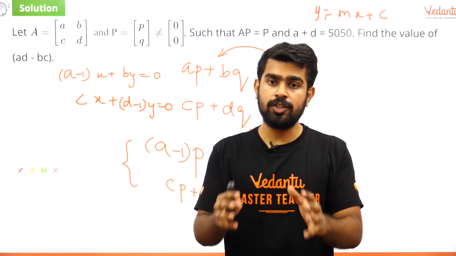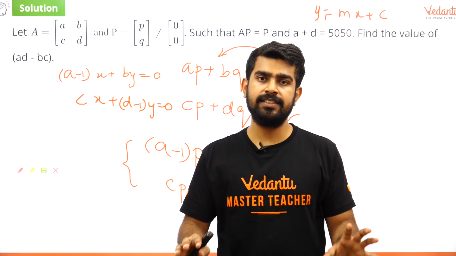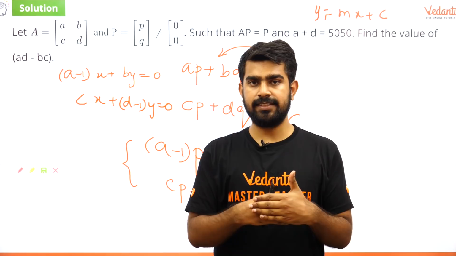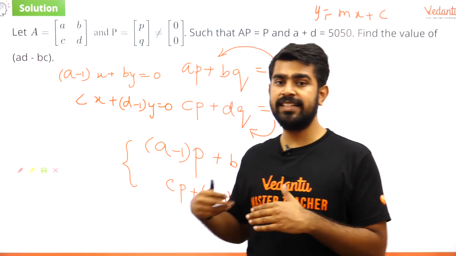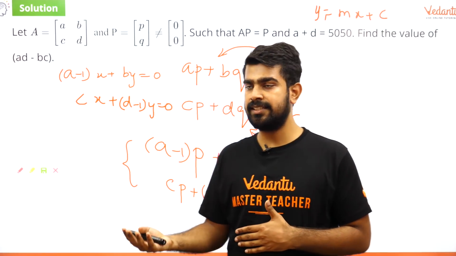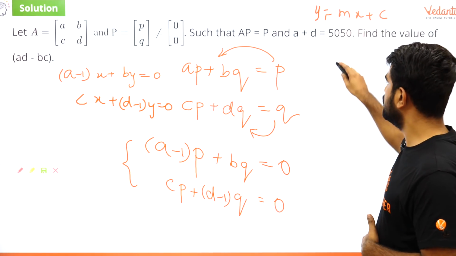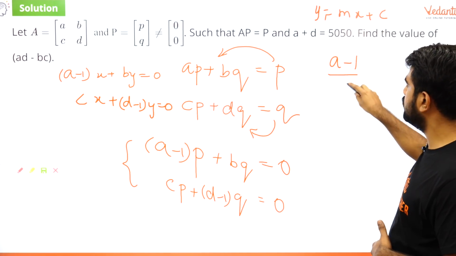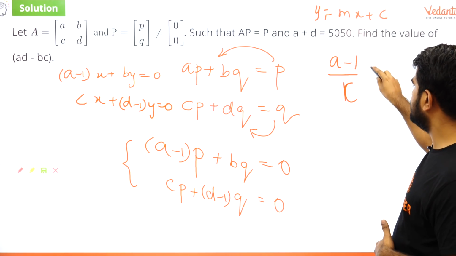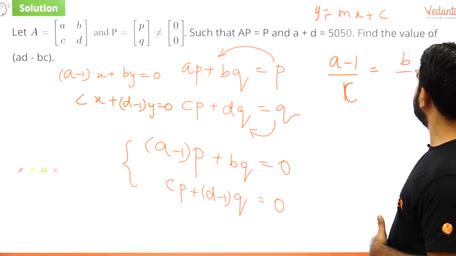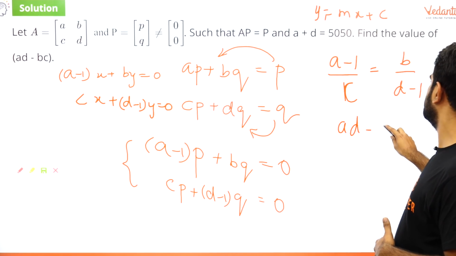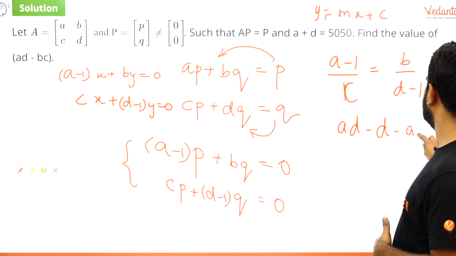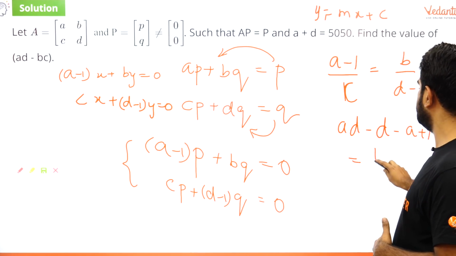If 0, 0 is not a solution, then 100% they are not going to intersect. Okay, they are not going to intersect at one point. So it is going to be coincident lines. And coincident lines, what is the condition, guys? Both lines are going to be the same. So I will have A minus 1 by C equal to B by D minus 1. So what will I have? AD minus D minus A plus 1 equal to BC.